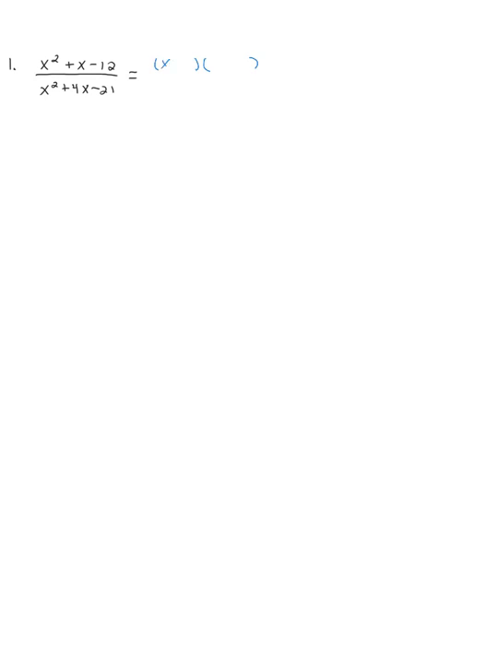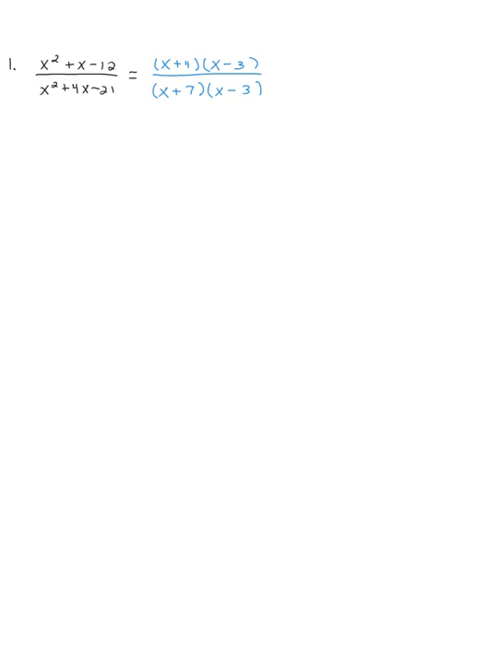Let's see, we have an x and an x. It's got to be a positive and a negative. A positive 4 and a negative 3 both multiply to negative 12 yet add to positive 1. In the denominator, okay, it's got to be a positive and a negative, a positive 7 and a negative 3. That multiplies to negative 21 yet adds to a positive 4.